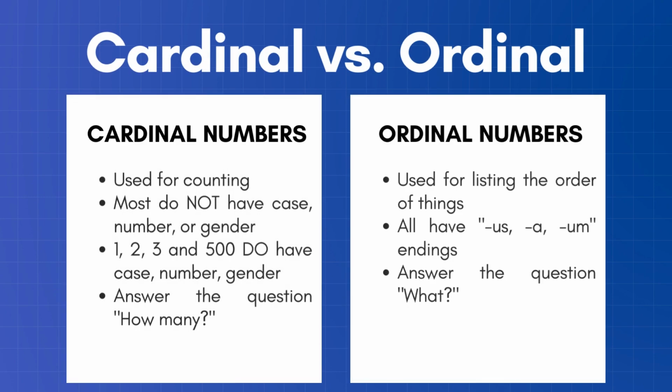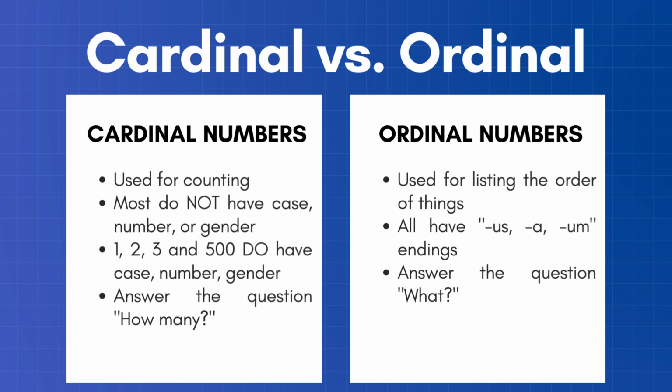So if you were to compare the two, these are your cardinal versus your ordinal numbers. Again, cardinal numbers are for counting. Most don't have case, number, or gender, except the numbers 1, 2, 3, and 500 do. And they're really answering the question, how many, right? How many of this do I have? Oh, I have 10. I have 15. I have 25. Those are cardinal numbers.